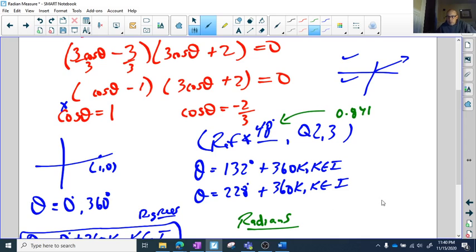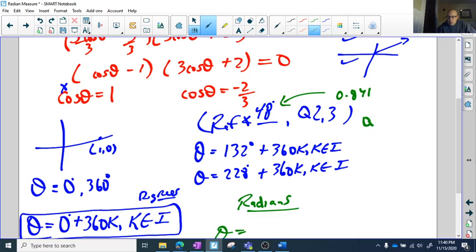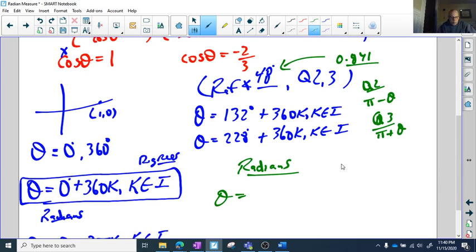And then my angles, so in quadrant 2, remember it's going to be pi minus the reference angle. In quadrant 3, it's going to be pi plus the reference angle, this being the reference angle. So if I go pi and I subtract 0.841, I get 2.301 plus, and again, instead of 360, you just go with 2 pi times k, where k could be any integer.